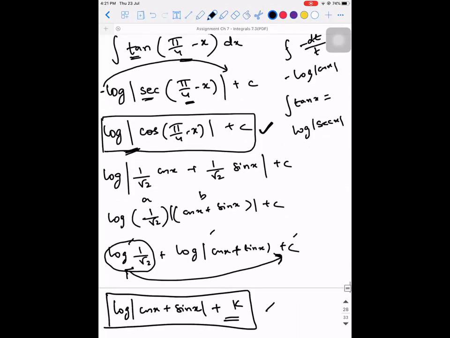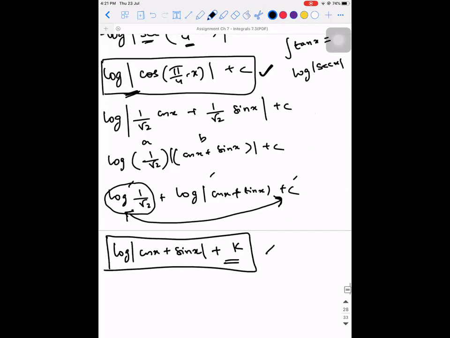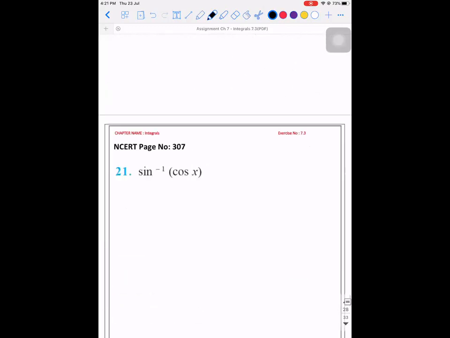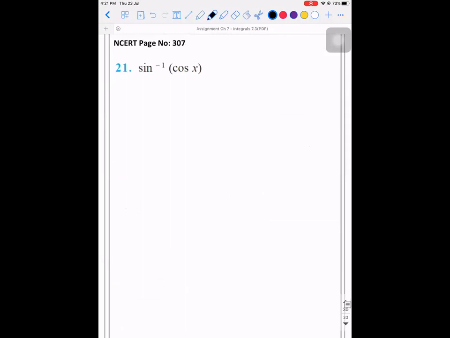So I'll be sharing the sheet. If you have understood, can I proceed to the next problem? Yes, sir. Okay. So the integral of sine inverse of cos x, a one step problem.